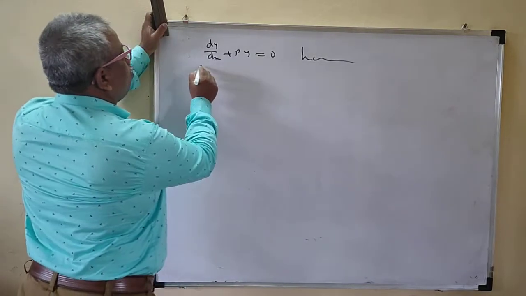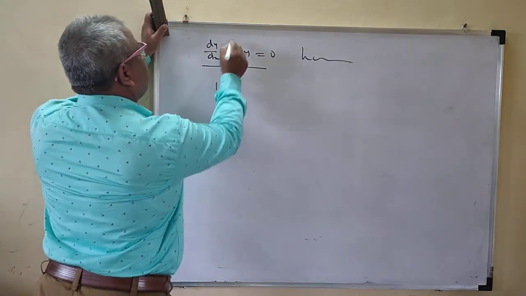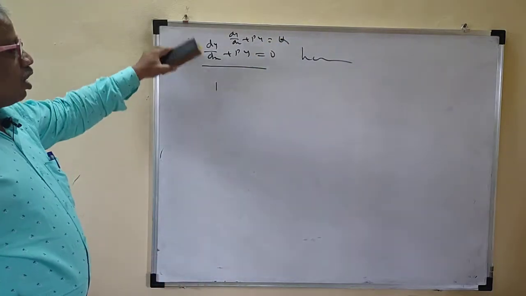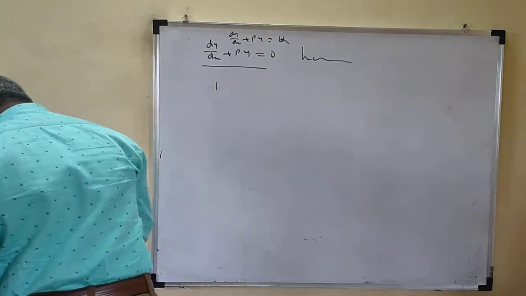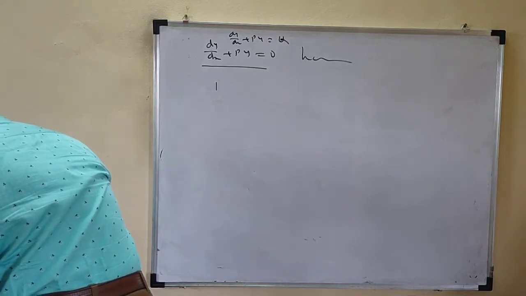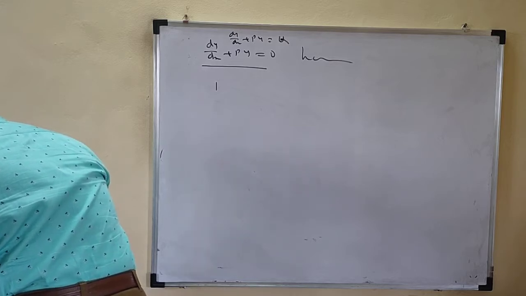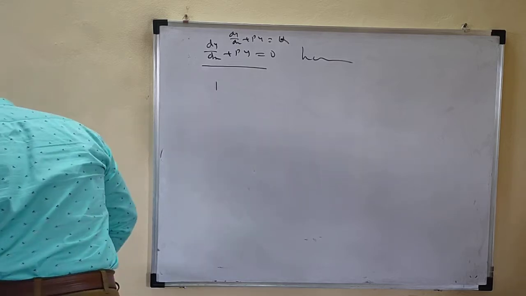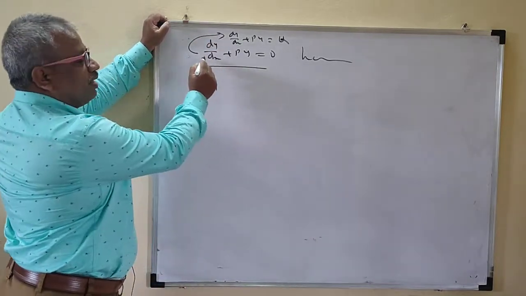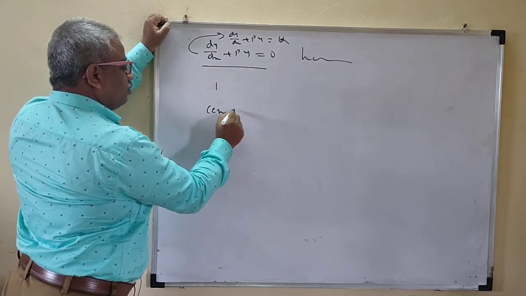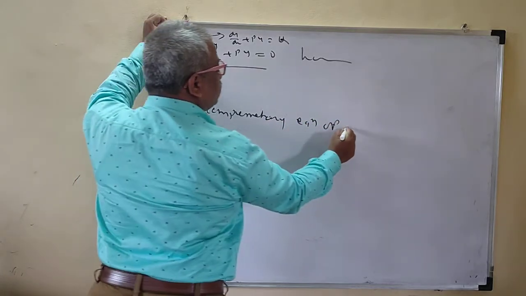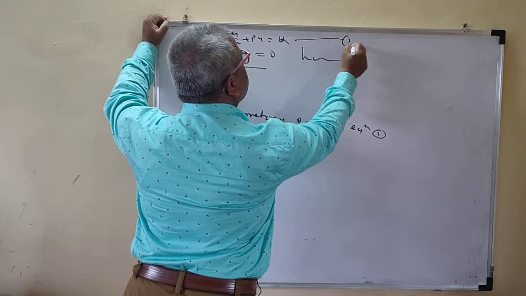This is called a complementary differential equation: dy by dx plus py is equal to 0. This is called the complementary equation of the homogeneous equation, the complementary equation of equation 1. So suppose this is equation 1.